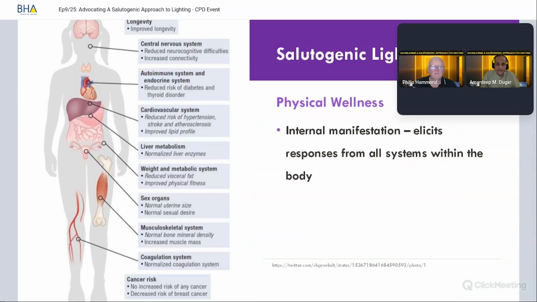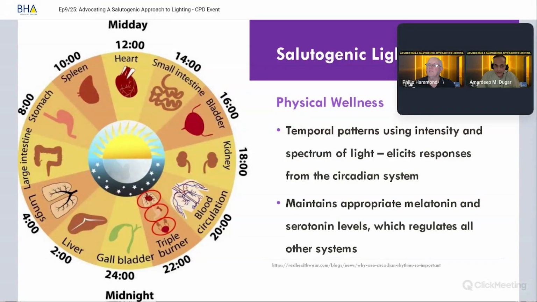What it means is that there is an internal manifestation because there are so many systems within our body. You've got your cardiovascular system, your musculoskeletal system, your coagulation system, your central nervous system, and all of these need to elicit the correct responses for our body to function properly. And light plays a major role here because the circadian system controls our hormones, and all these temporal patterns created using the different intensities and different spectrums of light elicit these responses.